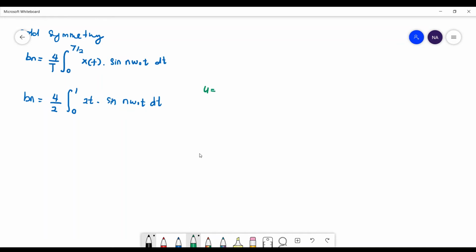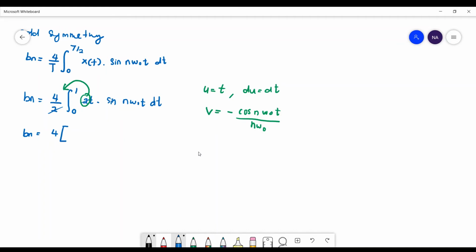U, for this case, u is t. du is equal to dt. And then the left is v. v is the integration of sine. So sine gives negative cos n omega naught t over n omega naught. Okay, so here 4 divided by 2. So 2 here, I will put it outside because it is not required in the integration process. So I can cancel this one, and then I get 4.